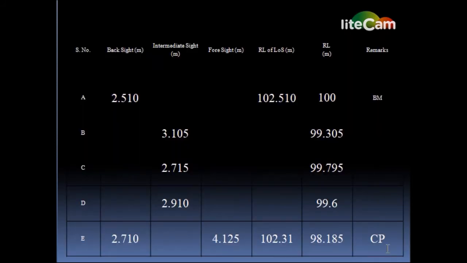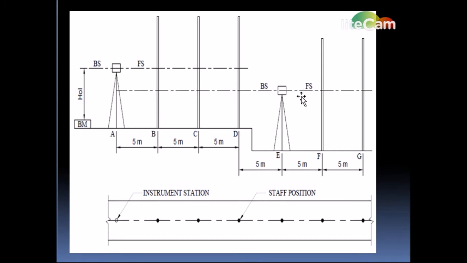Okay, so here we find 99.6 plus 2.710, that is 102.31. So this became the RL, meaning reduced level, of this line of sight. This is the RL of this line. So what we are going to do further is subtract the intermediate sights from this RL of this LOS.